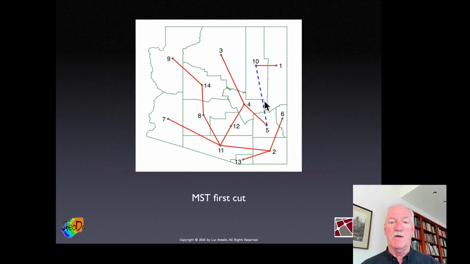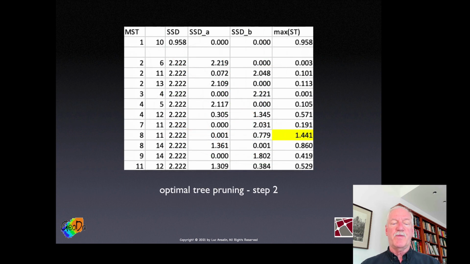So this disappears. So then we have two subtrees, the one with 10 and 1 and the one with everything else. So obviously the cut in this subtree would be between 10 and 1. In the other subtree, we have to evaluate all the possible pairs. And in this table, you see the result.